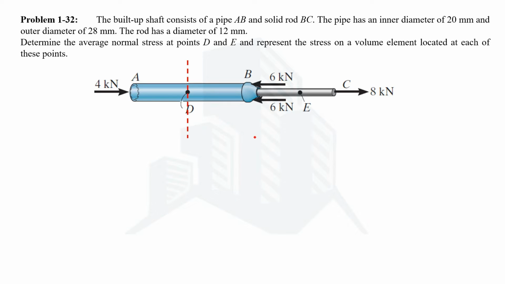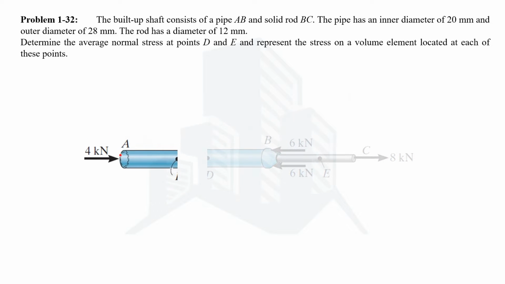In this case, I'm going to take the left portion. In order to balance this portion, we are going to have another force acting at this point, which will be 4 kilonewton, in order to have balance over here. So this is point D over here. The force is given, which is 4 kilonewton. Now the area can easily be calculated.